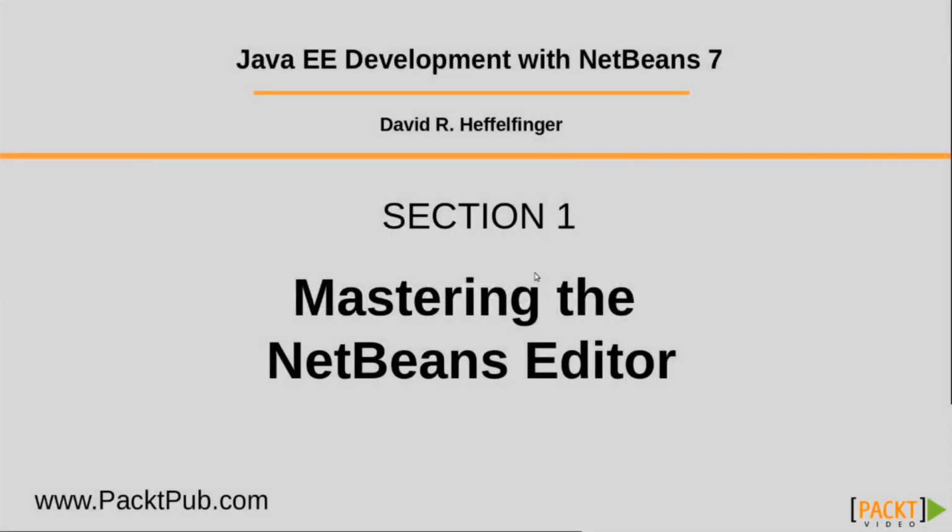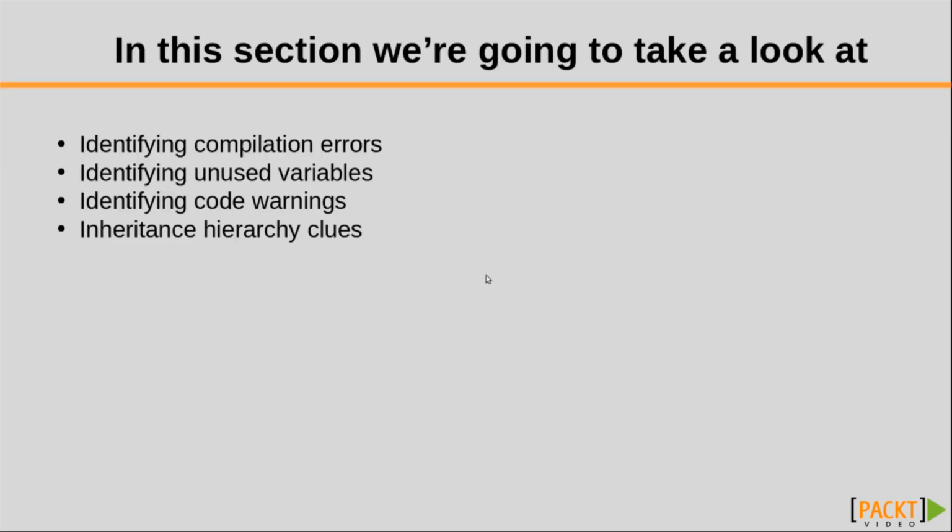Welcome back. In this section, we are going to talk about NetBeans visual cues. As we work with Java code, NetBeans will provide some clues as to what is going on with our code. For example, if we have compilation errors, the lines that won't compile will be underlined with a red squiggly line. If we have unused variables, they will be underlined with a gray squiggly line.